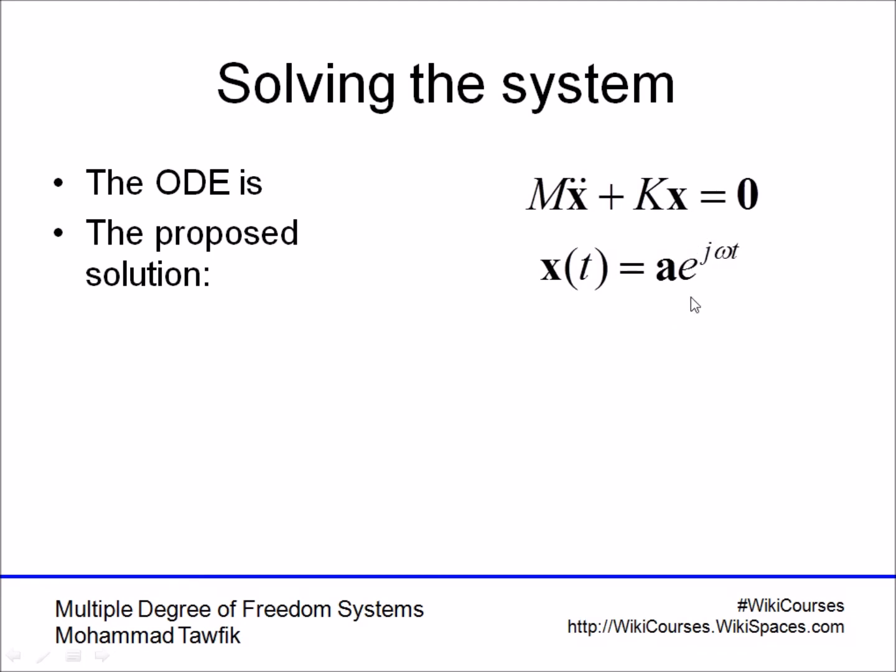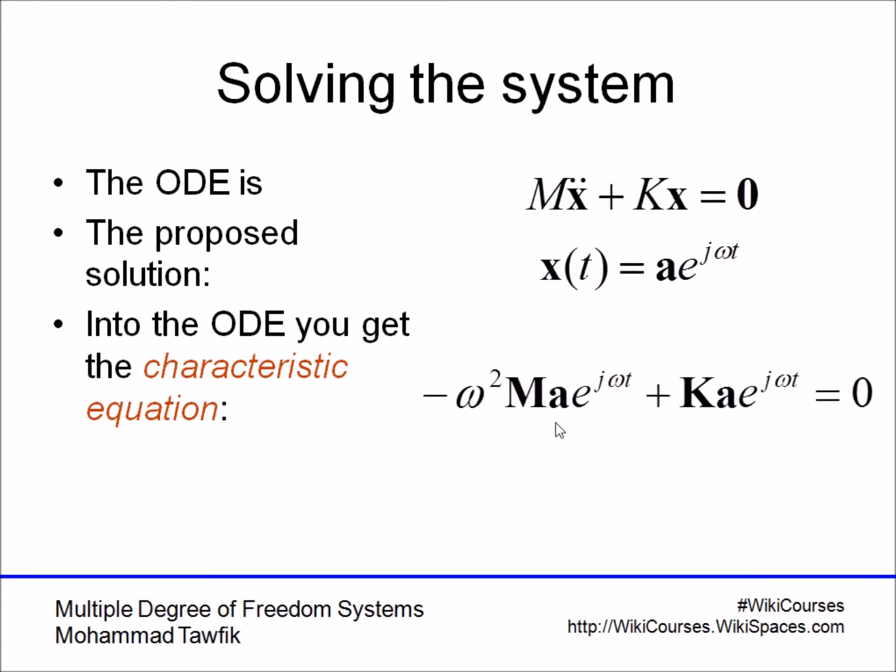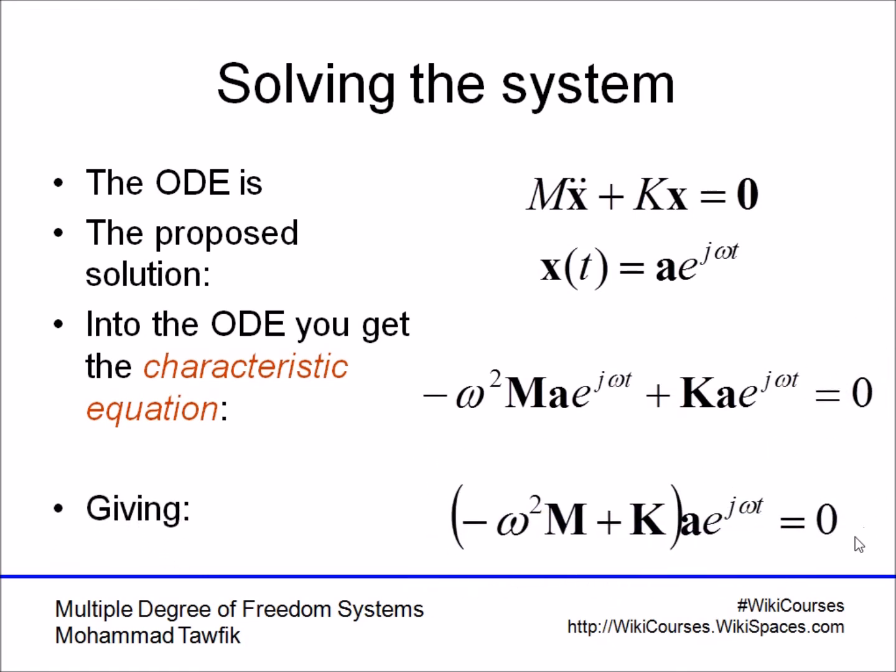Remember that e to the power j omega t is actually cosine omega t plus j sine omega t. Substituting into the differential equation, we will get minus omega squared. Remember, differentiating this twice will give us j squared omega squared. j squared will give us a minus 1, and for the other term we don't have any differentiation. You end up with a e to the j omega t as a common factor, so you can write down the equation in this form.